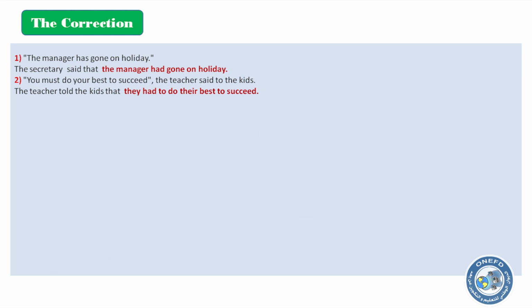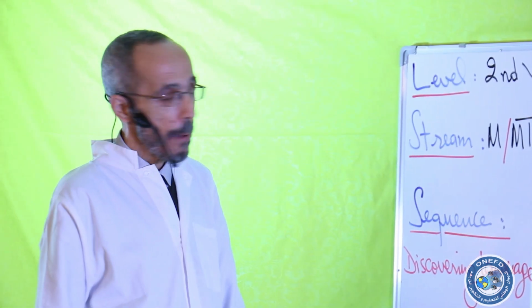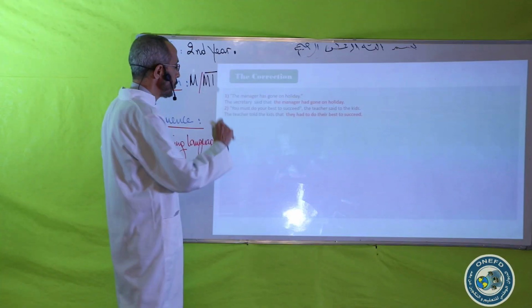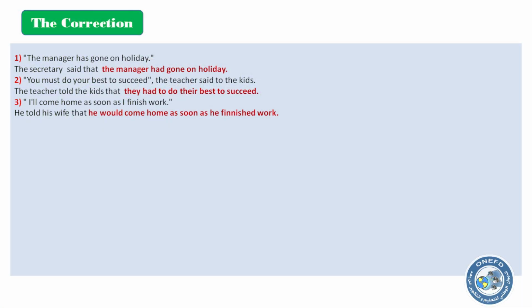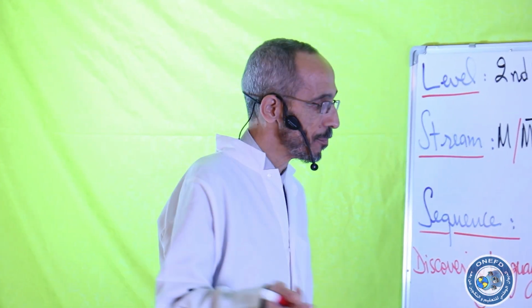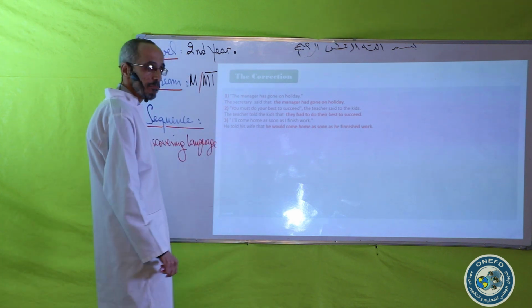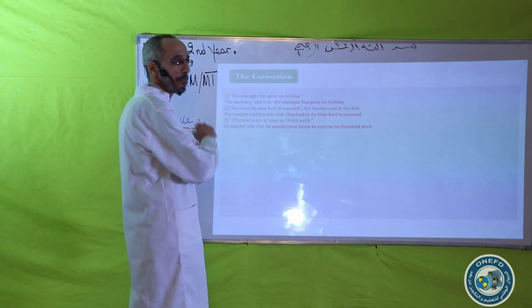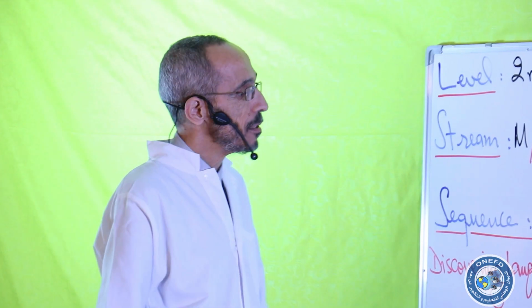Sentence number 2. You must do your best to succeed, the teacher said to the kids. The teacher told the kids that they had to do their best to succeed. Must, change it to had to. 3. I will come home as soon as I finish work. He told his wife that he would come home as soon as he finished work. Here we have 2 changes. Will, change it to would, and finish, present simple, changes to finished, past simple.